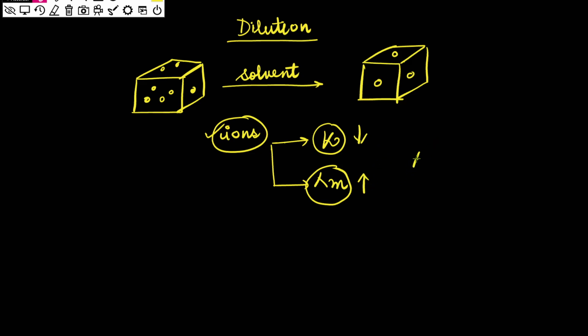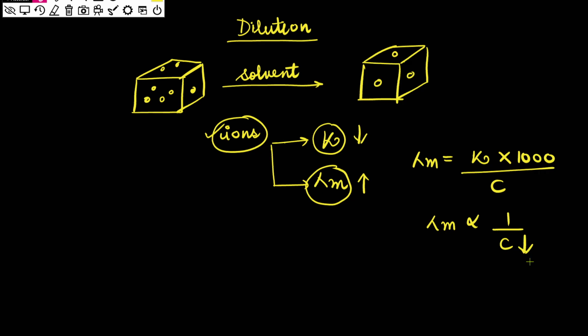Why? Because in our last class we discussed that molar conductivity is nothing but conductivity multiplied by 1000 upon C. So here molar conductivity has an inverse relation to the concentration. So if the concentration is decreasing upon dilution, the molar conductivity has to increase. So there are certain important points which we need to know, which talk about the variation of conductivity and molar conductivity with the ionic dilution.